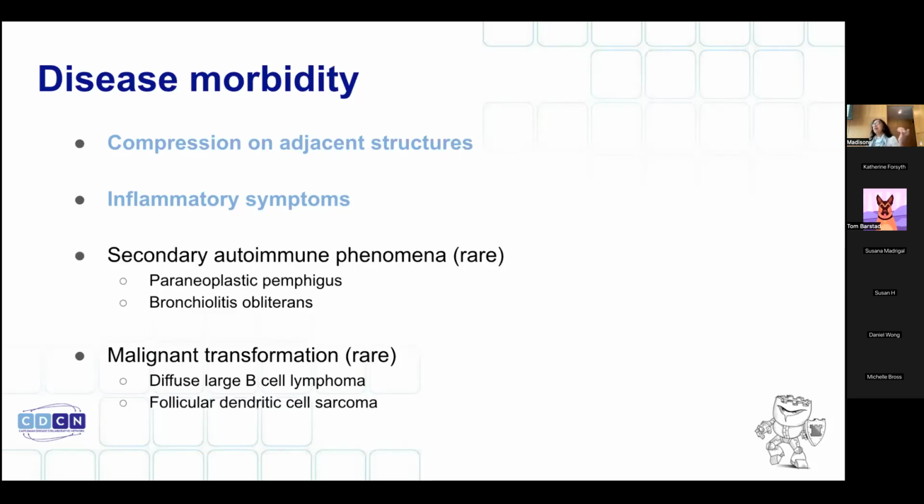And very, very rarely, the unicentric Castleman's is a harbinger for a malignant transformation. So you may have somebody with Castleman's that then develops a lymphoma or develops a multiple myeloma. So that's why once a patient comes to me with unicentric Castleman's, I tell them I own them forever.